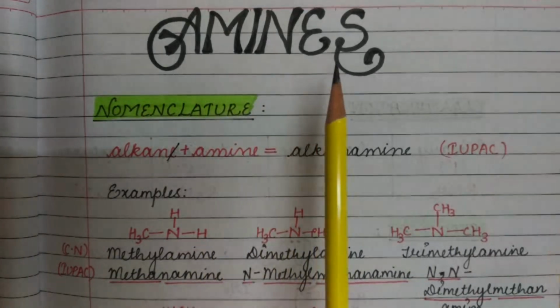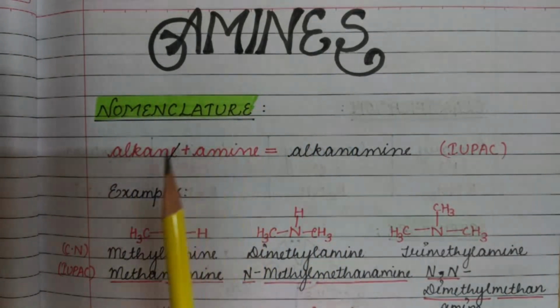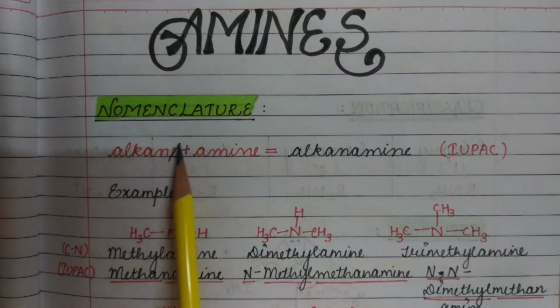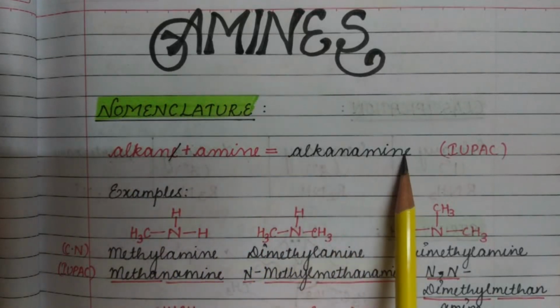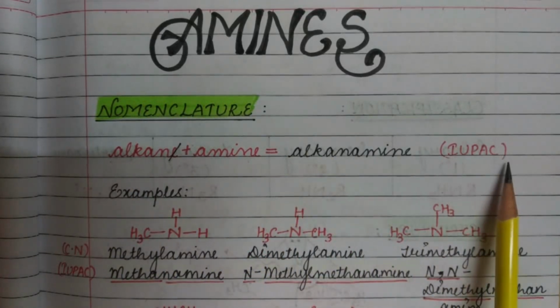The chapter is amines. The first part is nomenclature. The nomenclature is very easy. Just replace the E of alkane by amine. It becomes alkanamine. And this is the IUPAC nomenclature of amines.